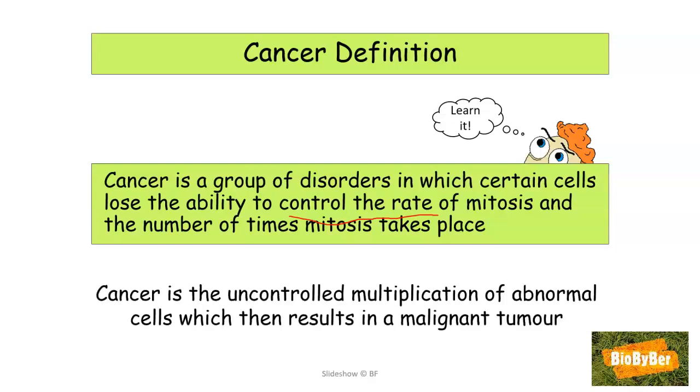Another definition or way of looking at cancer is that it's the uncontrolled multiplication of abnormal cells. Abnormal cells because they lose the ability to control mitosis. Such a group of cells then results in a malignant tumour. It is very important in biology to be able to control the rate of cell division, because this then will allow for normal growth.